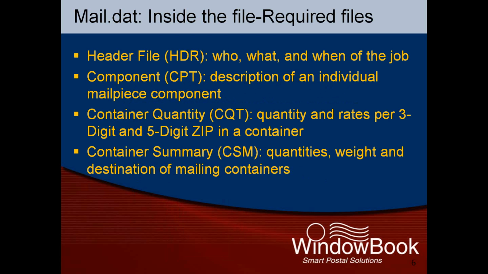There are some files that are required to be present in the Mail.dat file set. These required files include the header file, which is the who, what, and when of the mailing job. The component file, which is the description of an individual mail piece component, such as an envelope or insert for letter type mailings, or a magazine plus a supplement for a periodical's flat mailing. The container quantity file, which details the quantity and rates of each 3-digit and 5-digit zip within a container, such as a tray or a sack. The container summary file, which details the quantities, weight, and destinations of the mailing containers.